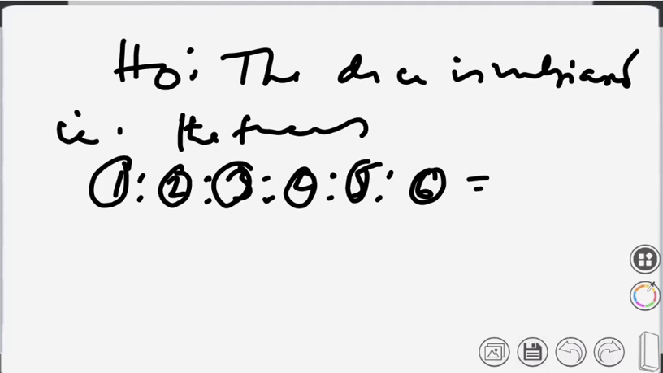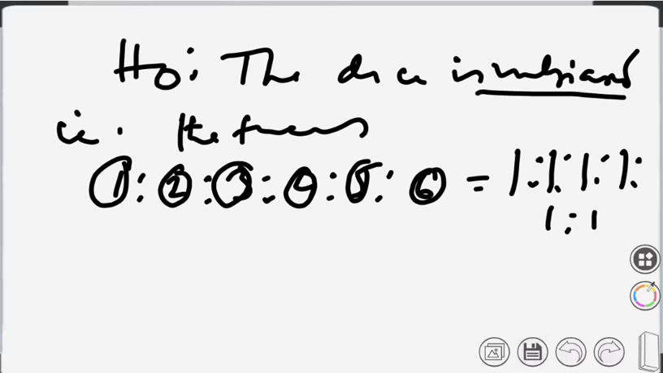likely. Their ratio will be 1 is to 1 is to 1 is to 1 is to 1 is to 1. So all of them are equally likely, so the probability is 1 by 6. Or you can write the other way around. The die is unbiased means each face will be having probability 1 by 6. You can write that also. If that is the case, then the die is unbiased.